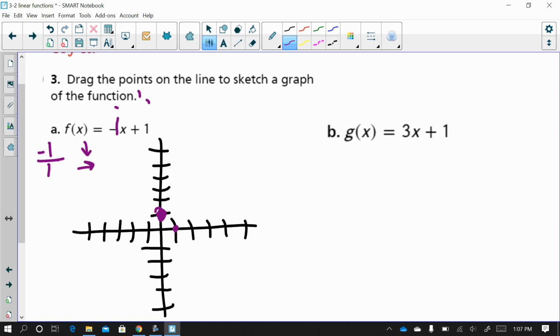So down 1, right 1, down 1, right 1, over and over again. If you get tired of that, you go up 1, left 1, up 1, left 1. And that is what your graph should look like. Please pause the video and try letter B.